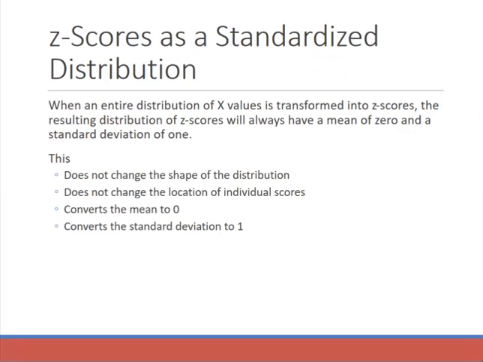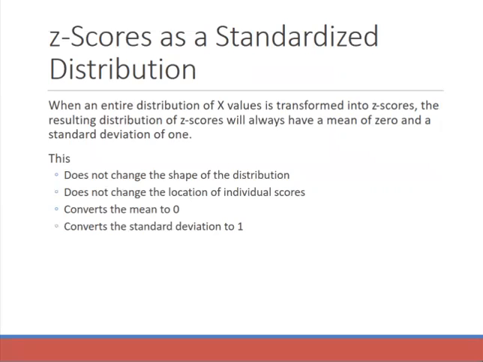Okay, so when an entire distribution of X values is transformed into Z-scores, the resulting distribution of Z-scores will always have a mean of 0 and a standard deviation of 1. So if we convert every single X into its corresponding Z-score, we create a new distribution. I'll show you what that looks like in just a second.